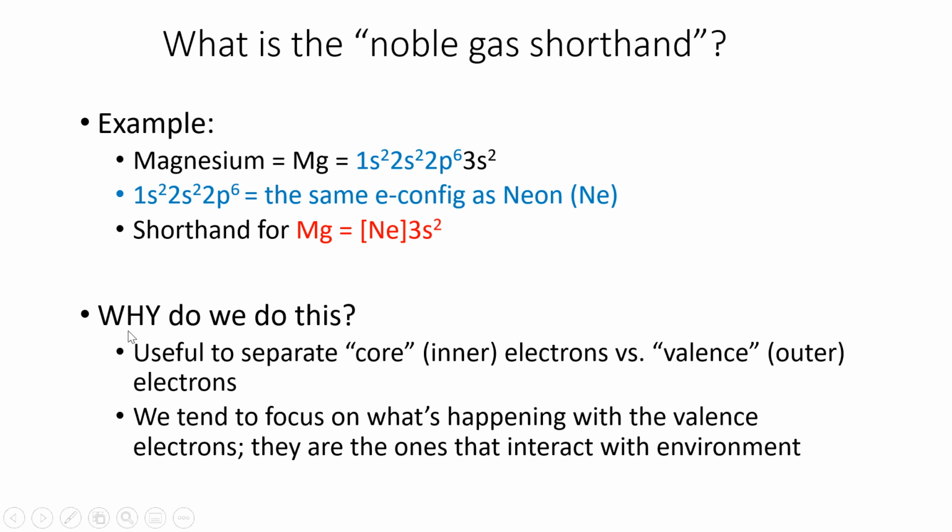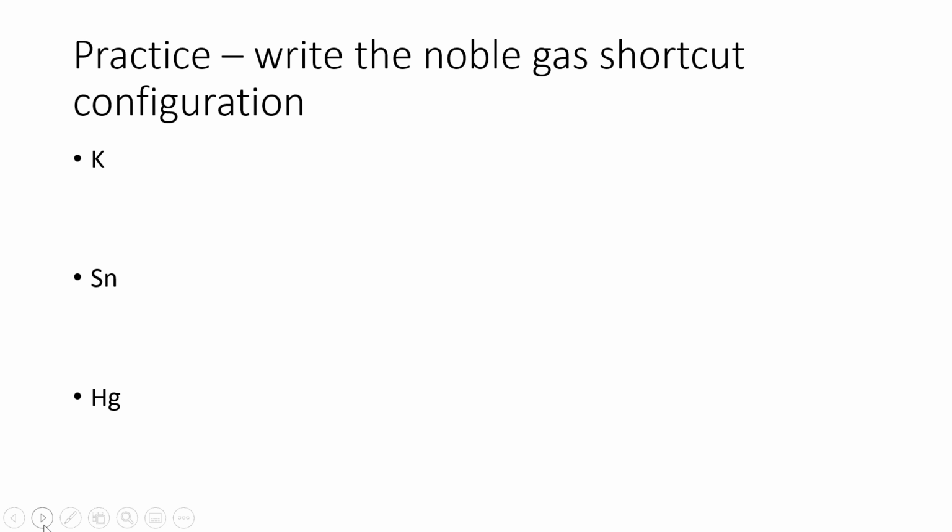And again, why do we do this? Well, it's shorter, right? It's a nice convenient shorthand because it can be a pain to write out the whole electron configuration for something like mercury or lead that's got a lot of electrons in it. And the core electrons tend to not be as reactive, so this version tends to really focus us on those outer electrons there.